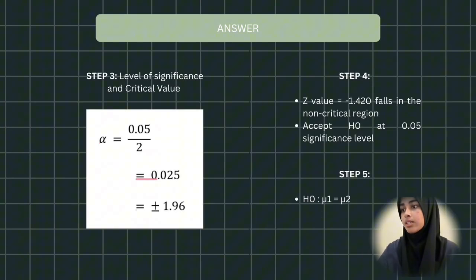Next, we need to calculate the critical value. Since this is a two-tailed test, the significance level needs to be divided by 2. So, the answer is plus minus 1.69. For step 4, we need to justify. So, because the z value is equal to negative 1.20 and falls in the non-critical region, we need to accept H0 at 0.05 significance level. For step 5, we need to make a conclusion.